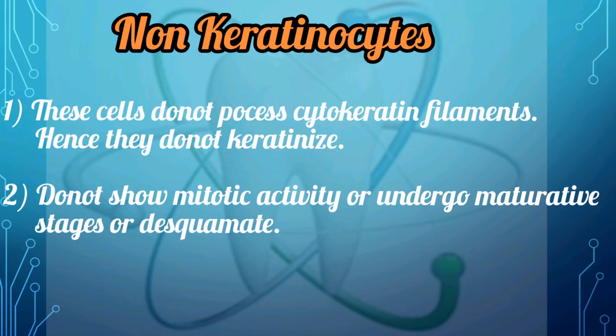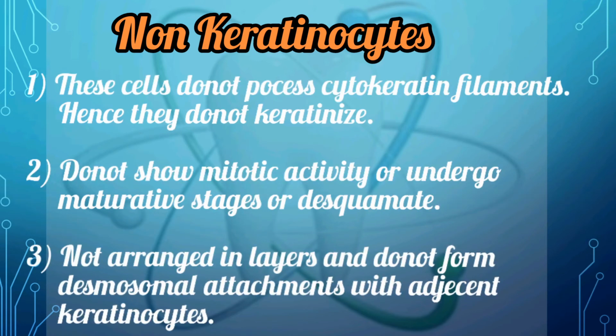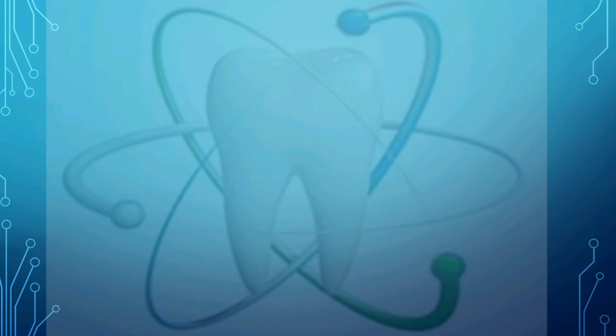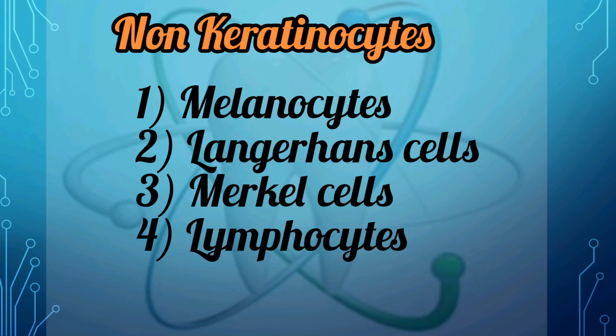Unlike the keratinocytes, non-keratinocytes do not show mitotic activity, undergo maturative changes or desquamate. They are not arranged in layers and do not form desmosomal attachments with adjacent keratinocytes. Melanocytes, Langerhans cells, and Merkel cells are the non-keratinocytes which are found in the oral epithelium. Inflammatory cells like lymphocytes are also considered as non-keratinocytes.